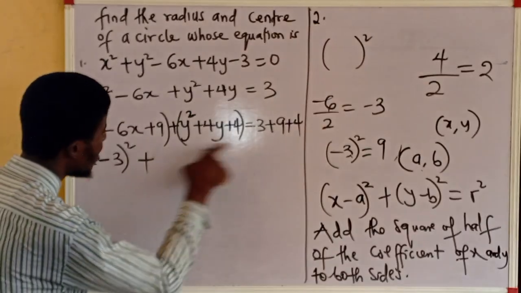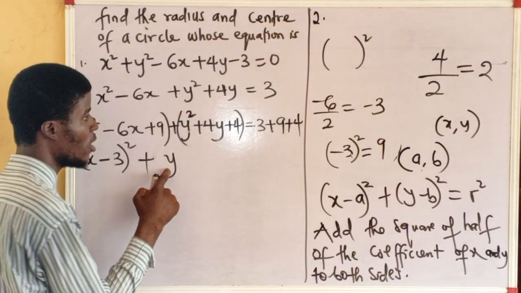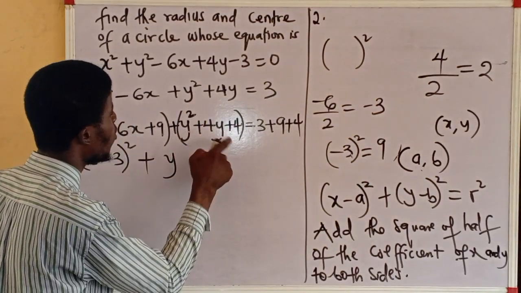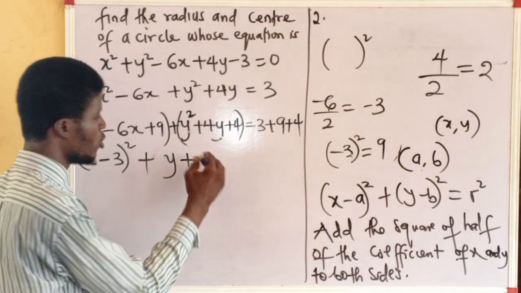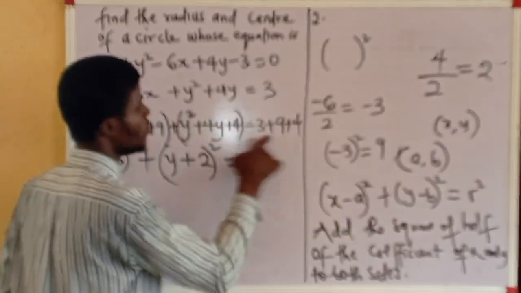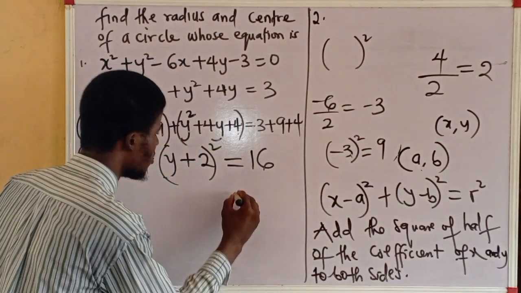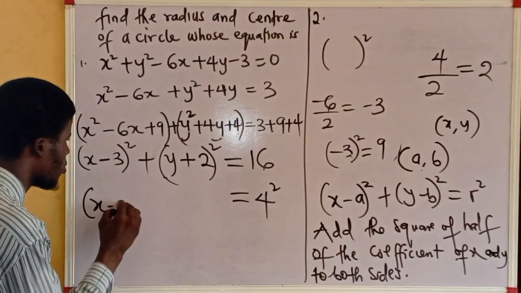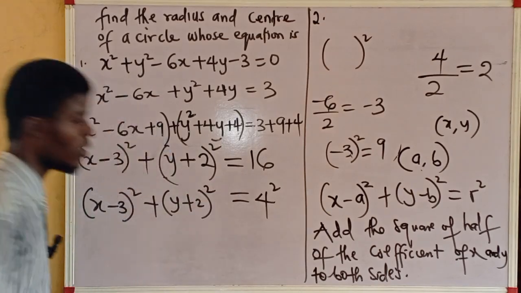I'm also going to factorize this one now. I'll take y, not the y squared, y, which is the square root of y squared. I'll take the sign of this middle term, 4y, it is plus, and I'll take the square root of 4, which is 2. I'll square it. Everything will now be equal to this. 3 plus 9 is 12. 12 plus 4 is 16. 16 is equivalent to 4 to the power of 2. So we have (x minus 3) squared plus (y plus 2) squared equal to 4 squared.